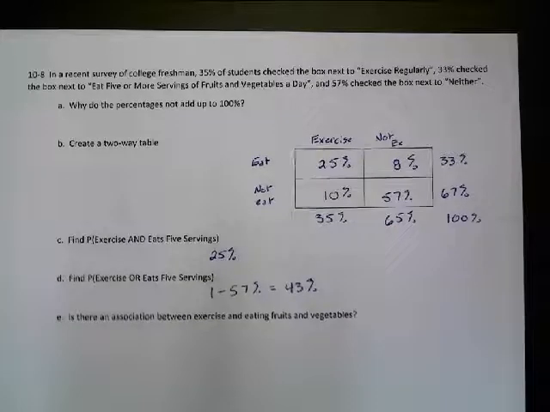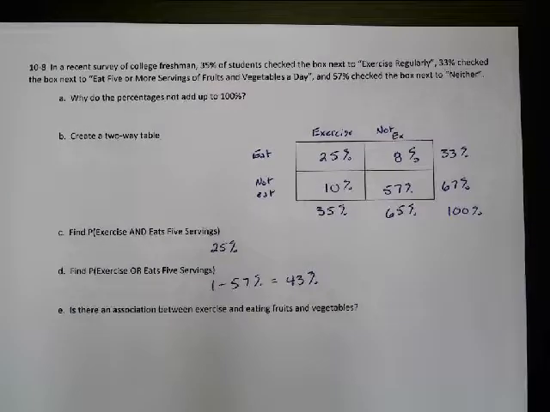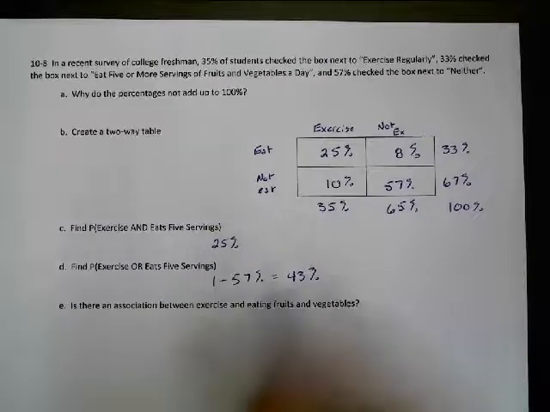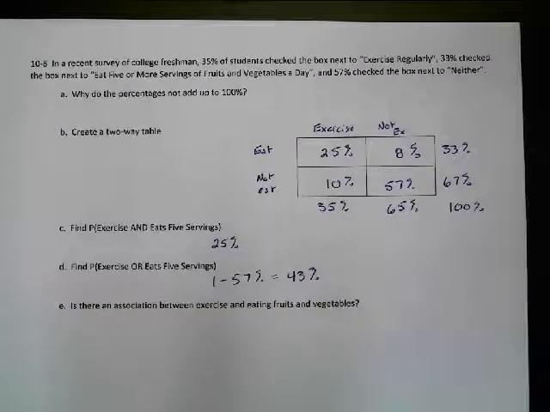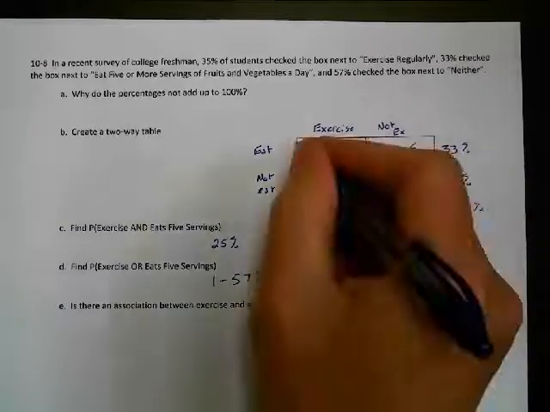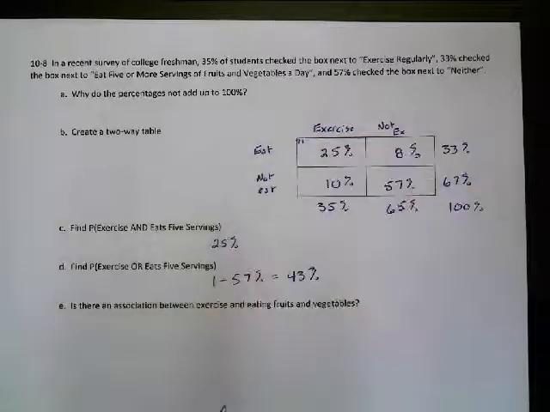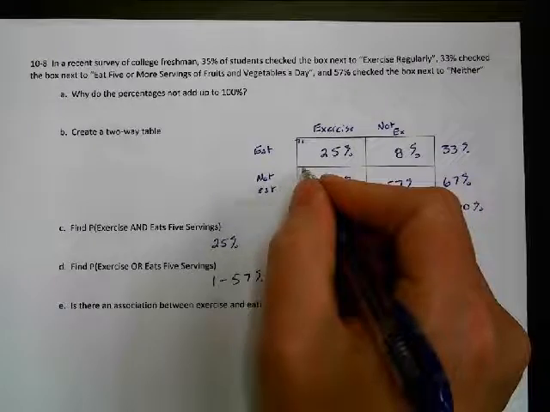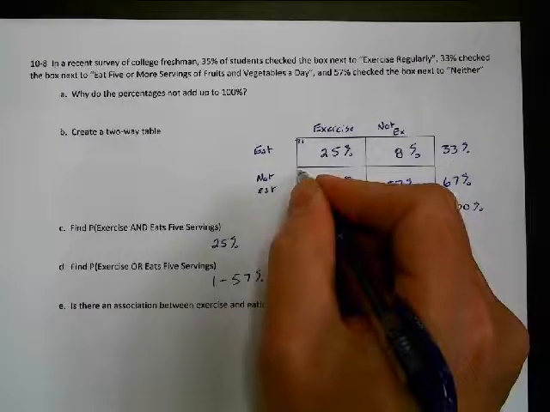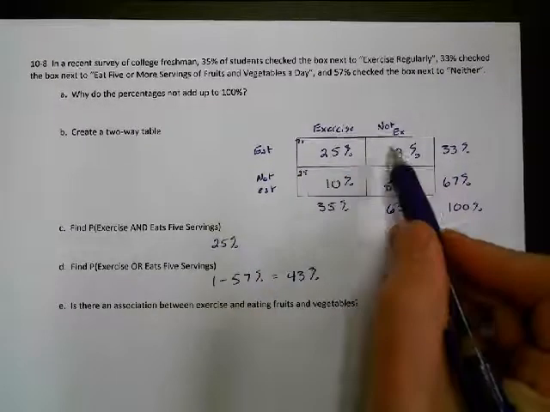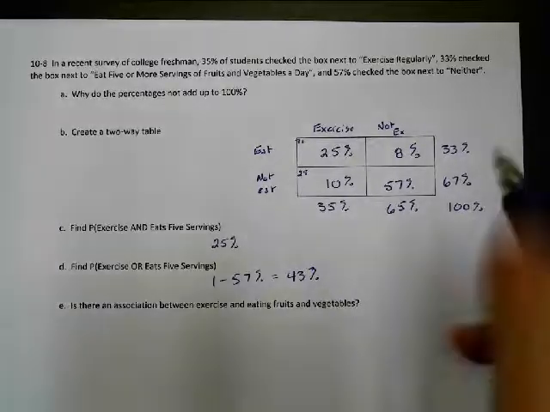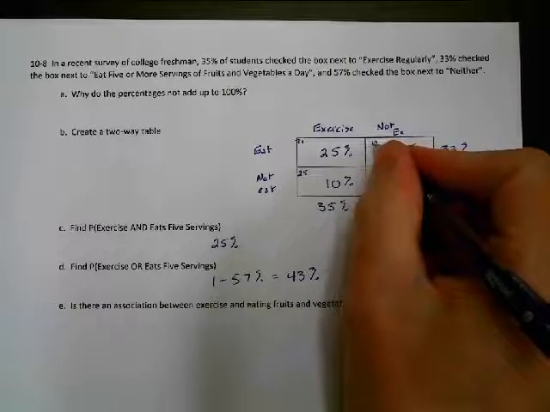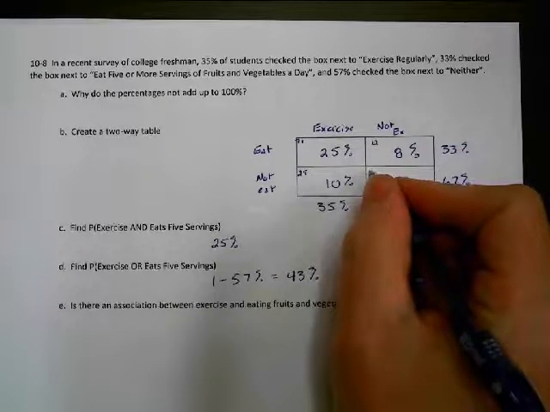Is there an association? Let's check. 25 out of 35. All right, 25 divided by 35, 71%. I'll just put it right here, 71. That means this number here should be 29%. 8% out of 65. 8 divided by 65, 12%. Which means this number here should be 88%.